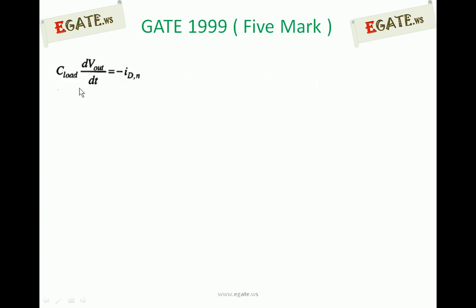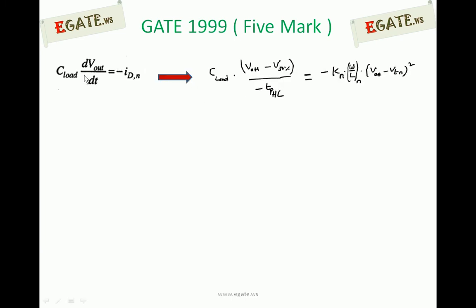So this is the capacitor current equation we have already seen: C load into dV out by dt is equal to minus IDN, and we substitute IDN under the saturation region. So C load into dV out by dt can be written as VOH minus V50% divided by 0 minus tPHL, that is minus tPHL, we are not writing the 0. At t equal to 0, the output voltage is VOH. At tPHL, the output voltage is 50%. That is equal to the ID equation: Kn into W by L into VOH minus Vt whole square.